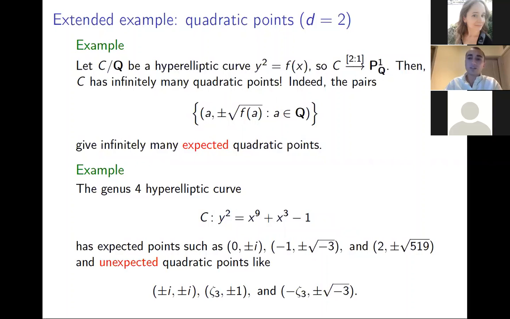So we get unexpected quadratic points. For example, if you plug in i, I can't remember where the plus and minus refers to off the top of my head, but you can see that the x-coordinate in these examples is irrational, and so is the y-coordinate. And they both live in the same field. So the difference between these expected and unexpected points is that the x-coordinate is living in an irrational field, and the y-coordinate is living in that same irrational field.